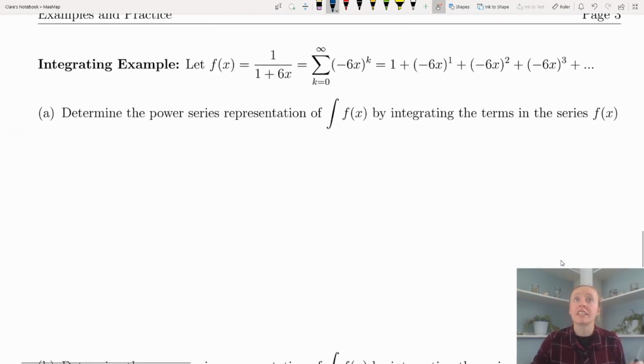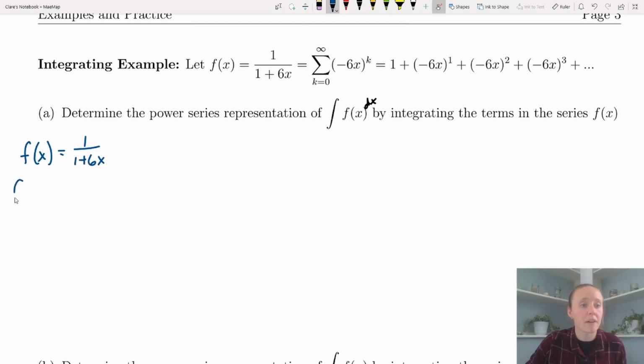So we're doing an integrating example. And again, I'm going to use part C from up above when we were just combining those power series. So we're dealing with 1 over 1 plus 6x again. Now we're going to determine the power series representation of the integral of f of x dx by integrating the terms in our series for f of x. Kind of the same process as our differentiating example, except now we're integrating. So let's go ahead and see what the integral of f of x would be. Well, f of x equals 1 over 1 plus 6x.